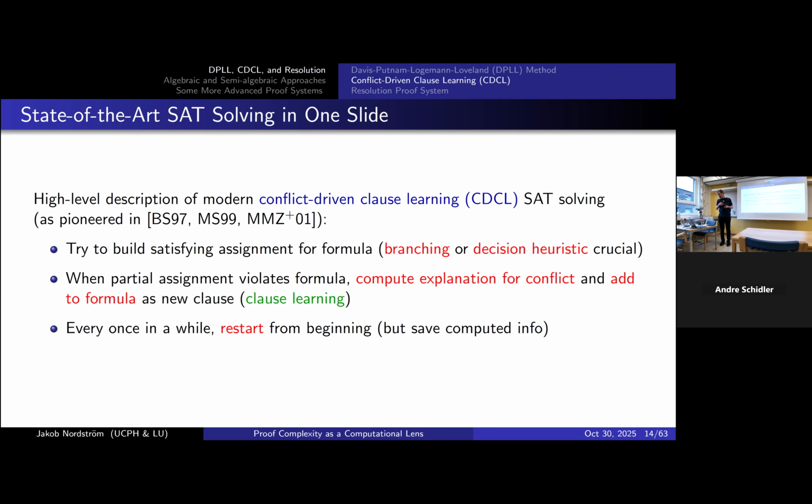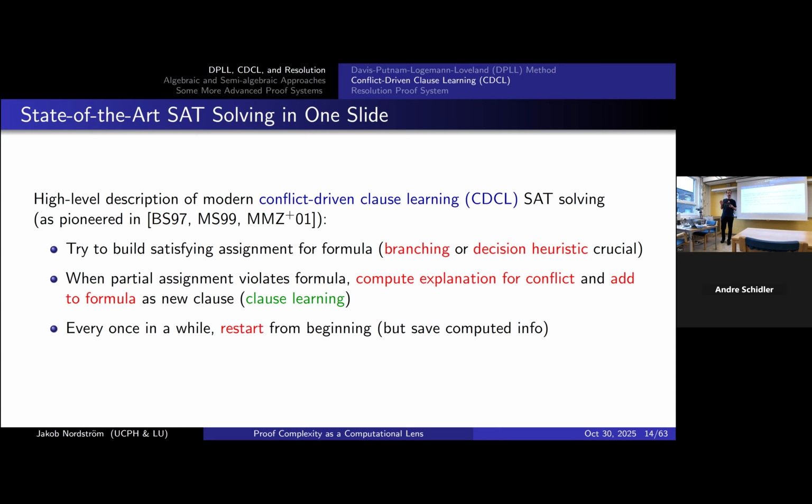So if we fast forward to today, what do so-called conflict-driven clause learning solvers do? Well, they still try to build a satisfying assignment. And how to pick the variables, the branching or decision heuristic, is crucial. One thing they do when they hit a conflict is they don't just backtrack, but they compute a reason for why the current partial assignment failed. This reason will be a new clause that you actually add to the formula. And the idea is to avoid making the same mistake again.